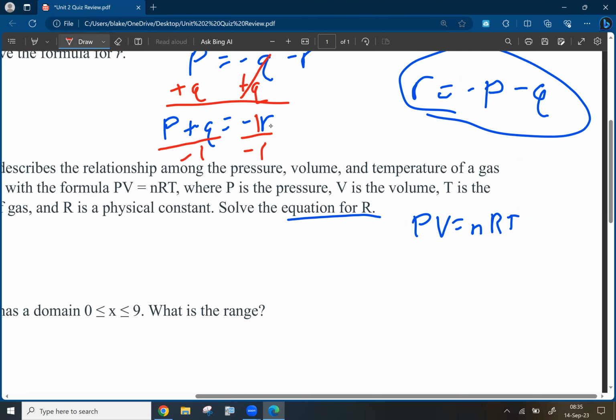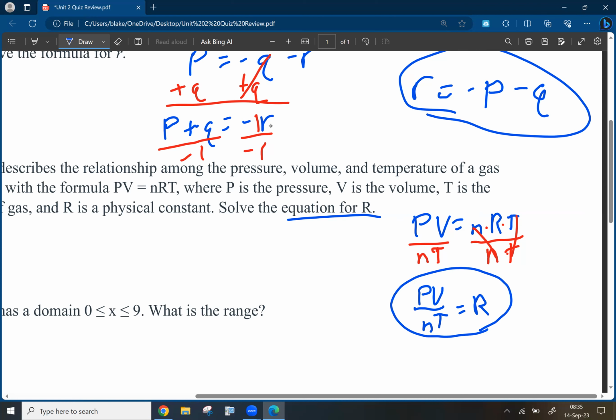To solve for R, we simply need to get rid of the n and the T. Both n and T are multiplied to R, so both of them need to be divided to cancel out. n divided by n cancels out, and T divided by T cancels out. So we divide both sides by n and T. None of it combines, so you have PV divided by nT equal to R. That is the final answer. It's not as complicated as it might have first appeared.